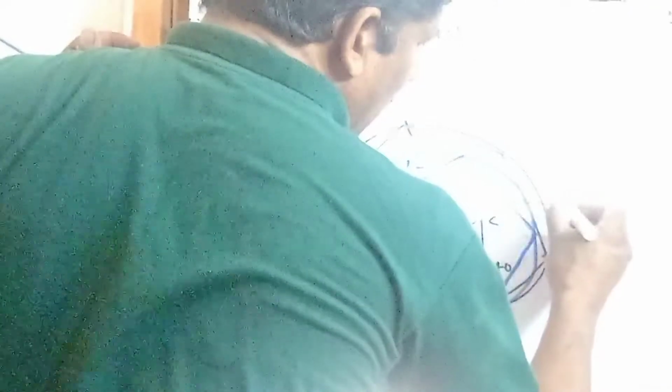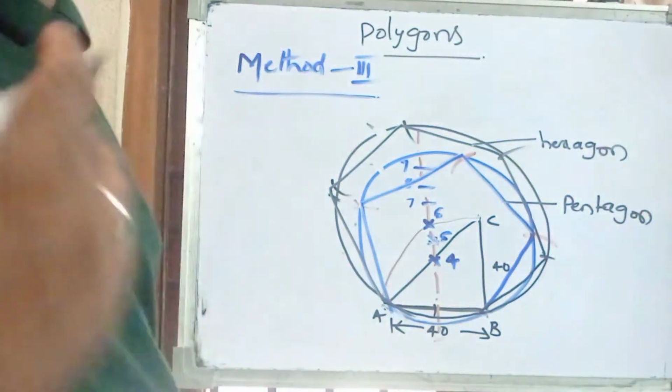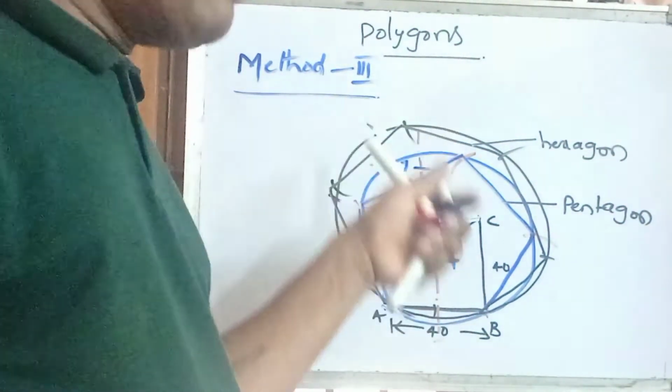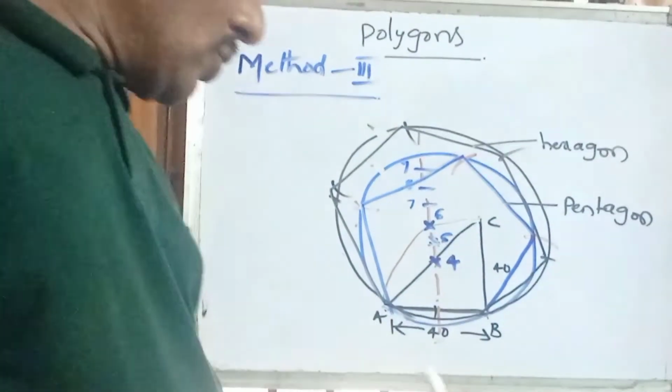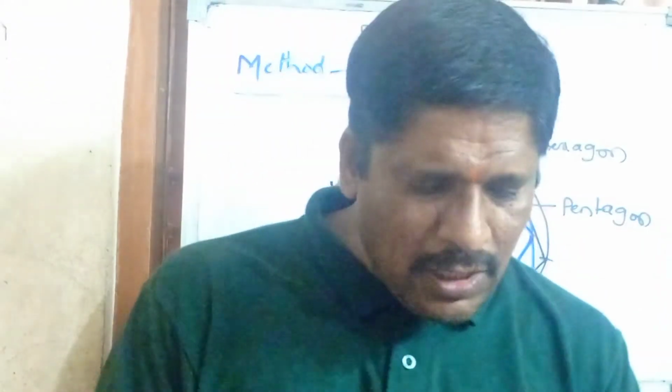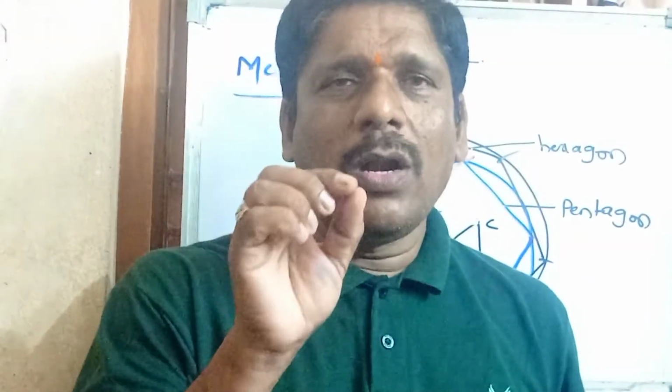So like that, you can go for pentagon, you can go for hexagon, and you can go for heptagon, octagon, nonagon, like that you can go for any equal number of sides. So this is the miracle of the third method. So in polygons, we already discussed method 1, method 2 and method 3. These three we discussed.